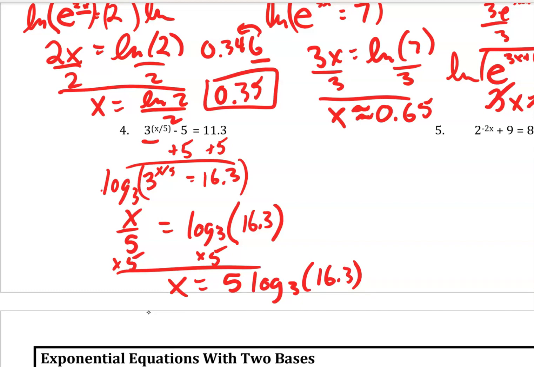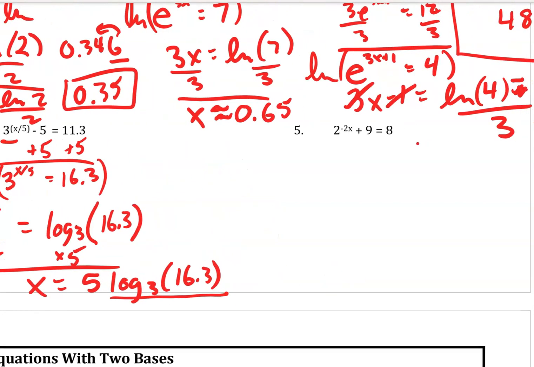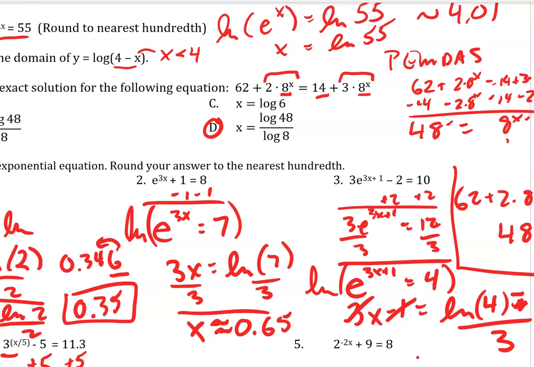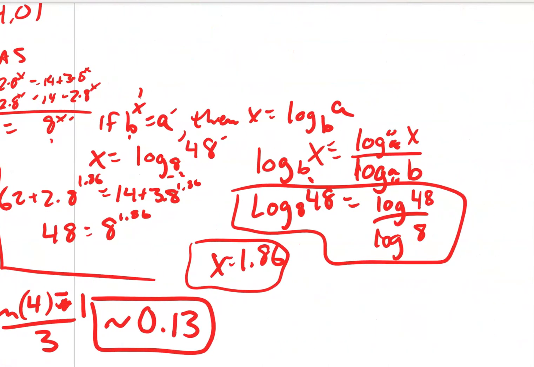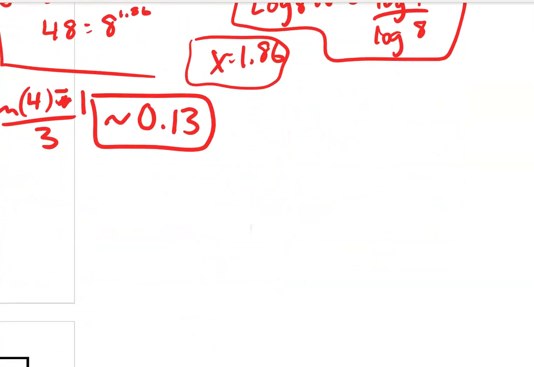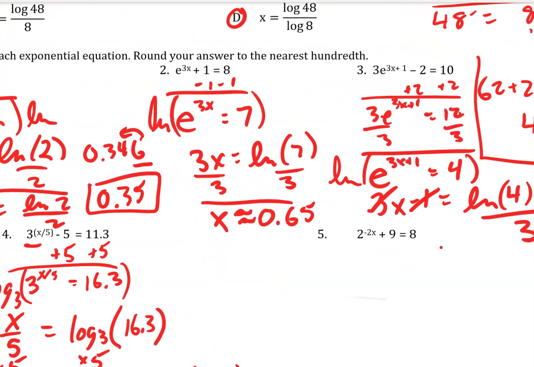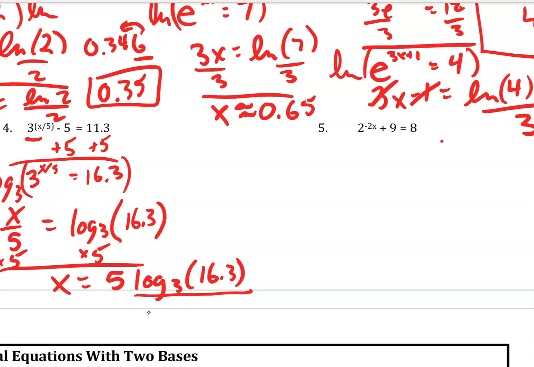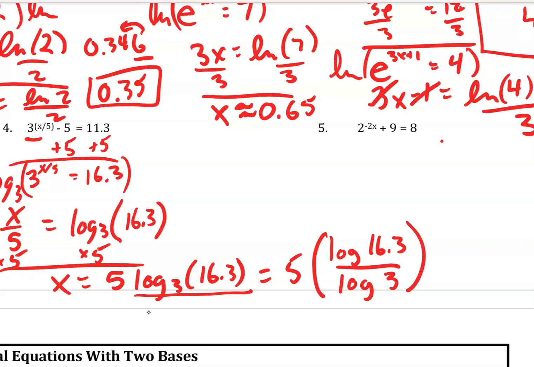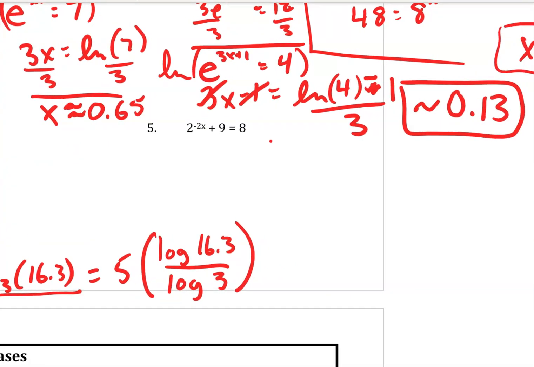If we want to convert this, we need to go back up to our change of base formula, which we can do. So that will be 5 times log of 16.3, this is log base 10, over log 3. I'll leave that for you to do in your calculator.